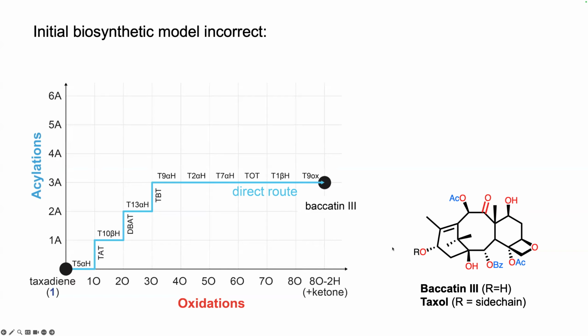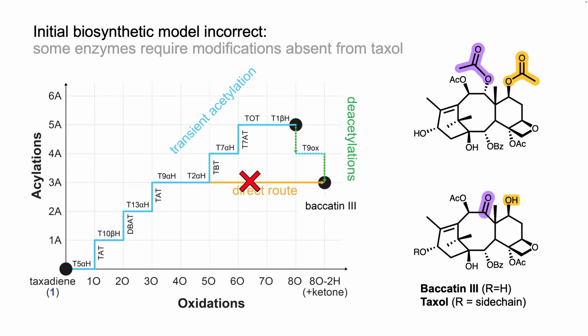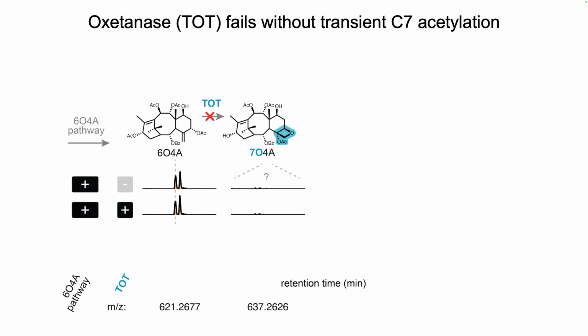However, as we were assembling this, we got to a point where we stopped being able to install the oxygenations that we needed. And by examining some of the metabolites that are naturally present in the tissues of yew trees, we realized that there were some compounds that look a lot like the intermediates that we were getting stuck at, but have some additional acetylations. And so this led us to hypothesize that maybe there are some temporary modifications, some acetylations, that were required for the pathway to proceed through this stage of the pathway. We can look at the actual data for this.